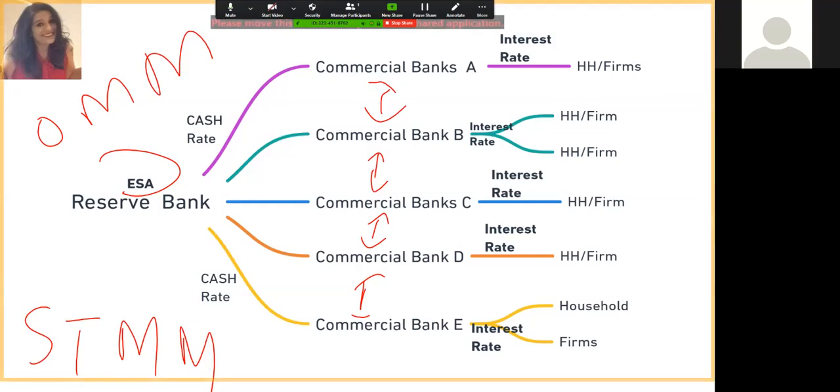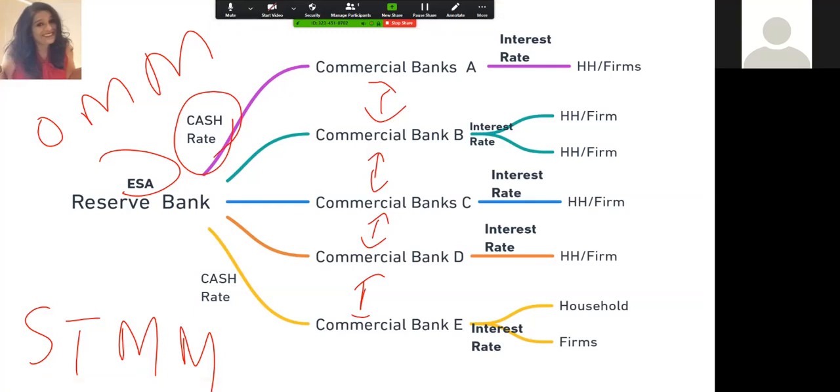Now, by the end of the day, there is a possibility that some banks would have surpluses and some would have shortages of funds. So the banks that have a surplus could keep that money in this exchange settlement account for that period at a certain interest, and that interest rate is called the cash rate. So what is this cash rate?